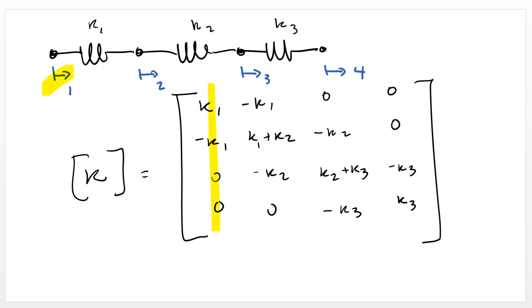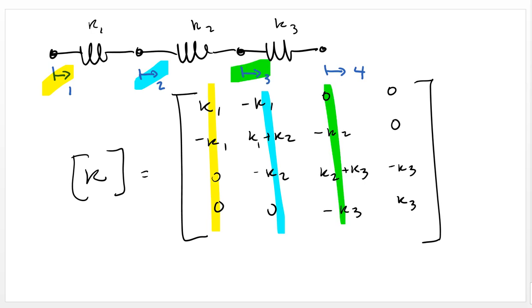Each one of those columns can be found by applying a unit displacement on that degree of freedom, 0 everywhere else, and finding the forces needed to make that displacement happen. Very well.